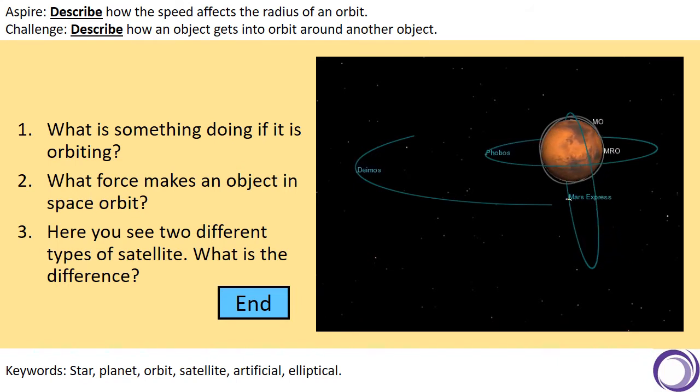Number three, here you see two different types of satellite. What's the difference? Well, I might have given that away at the beginning when I said that they were natural and artificial. Let's just say that I was testing to see if you were listening. There are other differences here. We've got all of them there, Deimos, Phobos, and one of the artificial satellites are going around in circular orbits. The Mars Express there is doing an elliptical orbit where it's not always at the same distance from the planet.